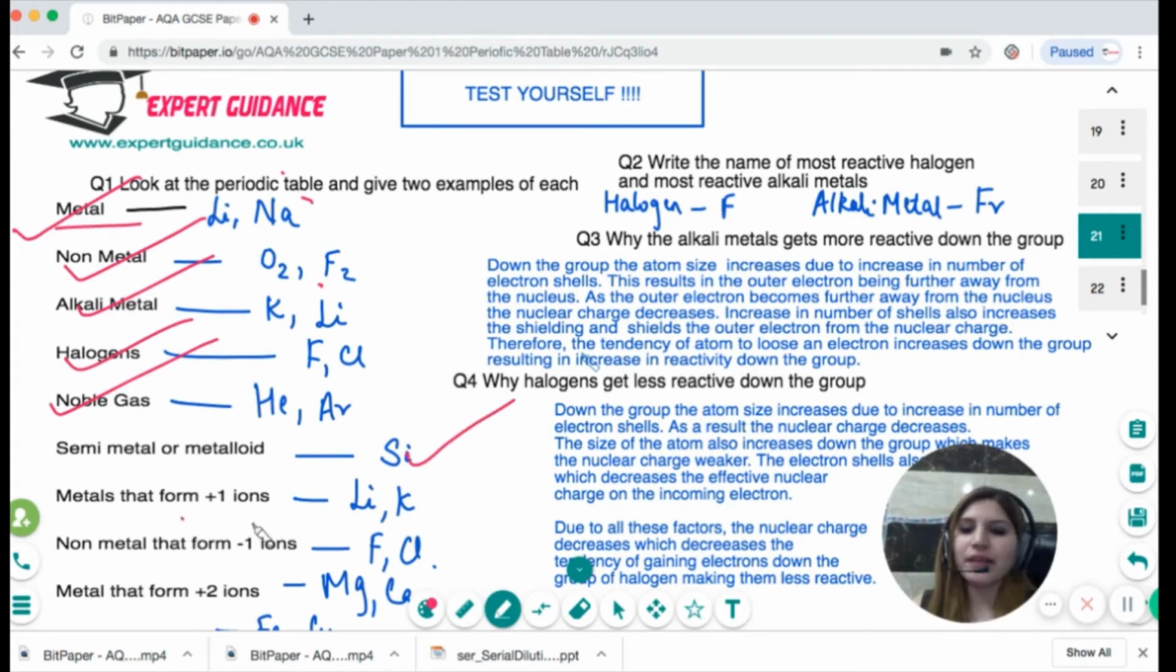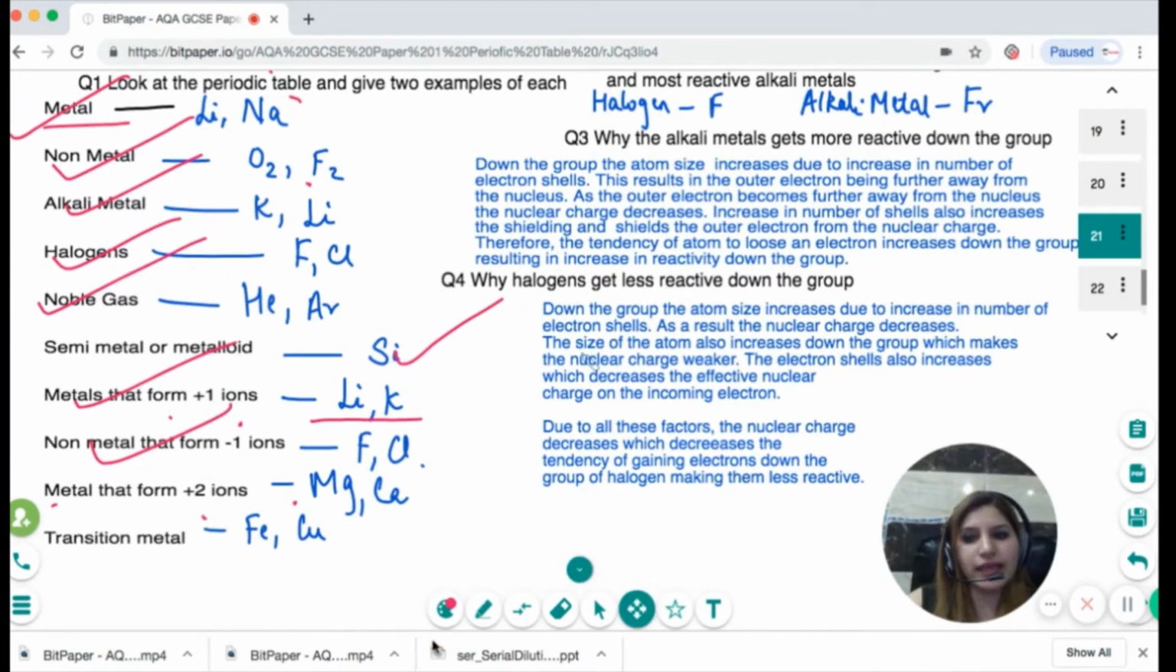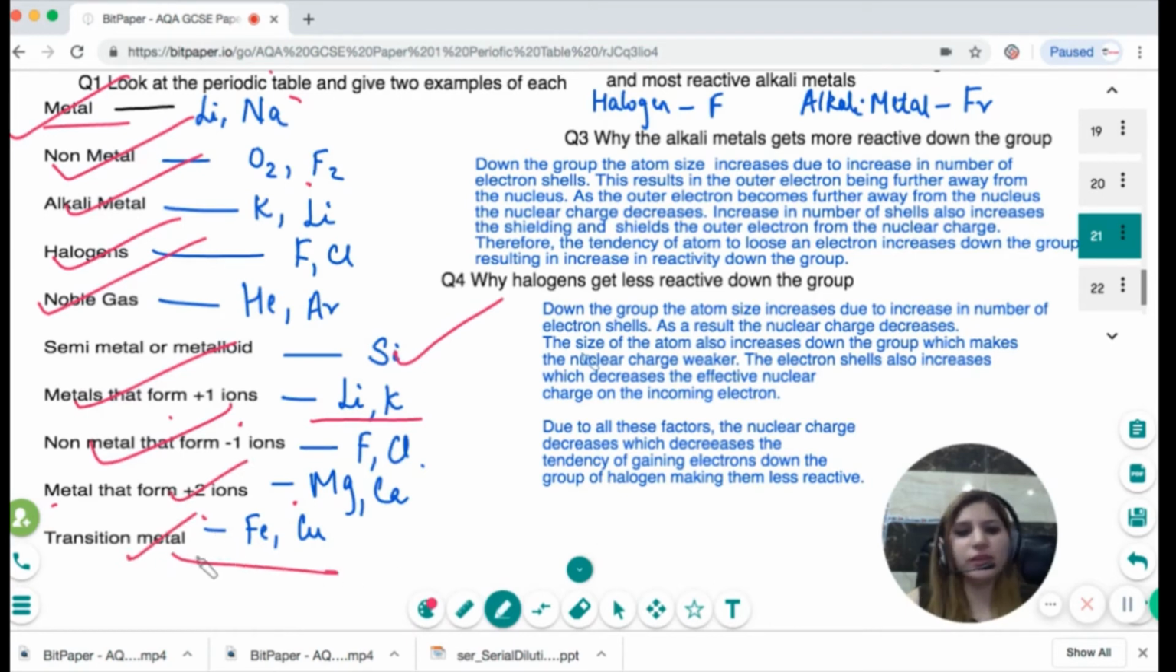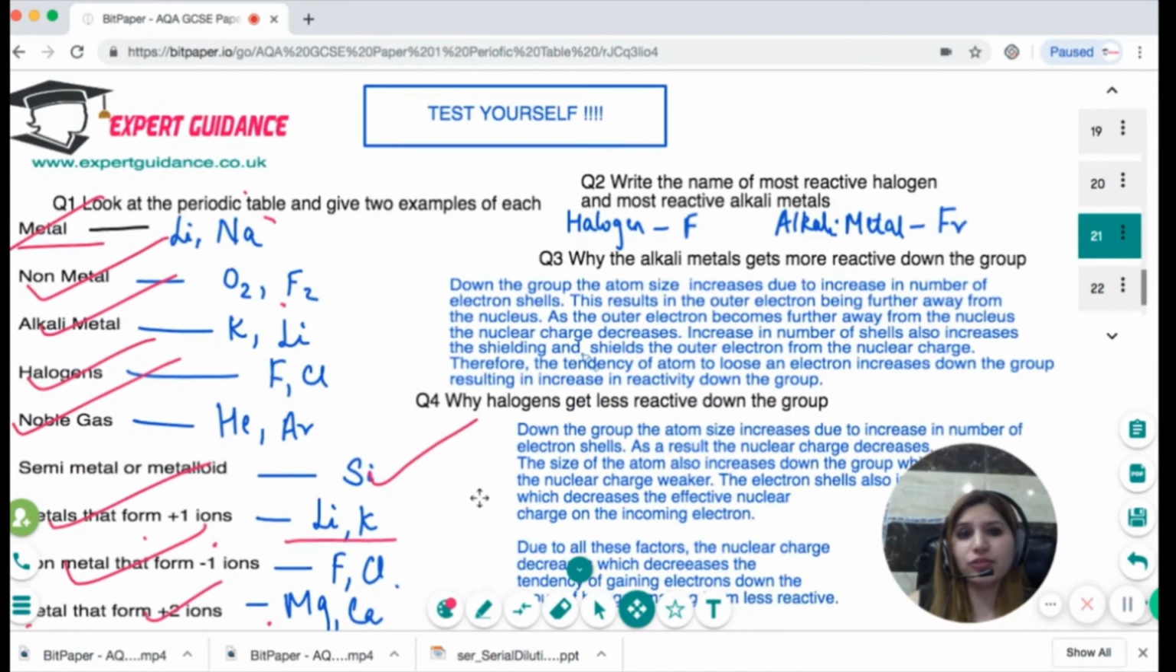Metal from +1 ion, it means they have 1 electron in the outermost shell, so any of the group 1 example. Non-metal that form negative ions means it should have 7 electrons in the outermost shell, so any of the halogen. Metals that form +2 ions should be group 2, so any of the group 2 you can name. Transition metals are the elements between group 2 and group 3, so you can give any example from that. Okay, so I hope you are now clear with how to read the periodic table.